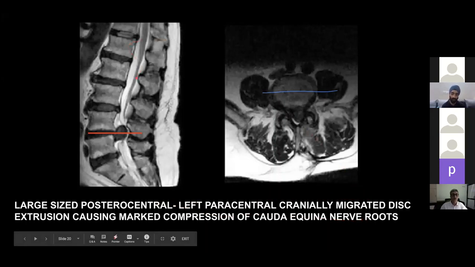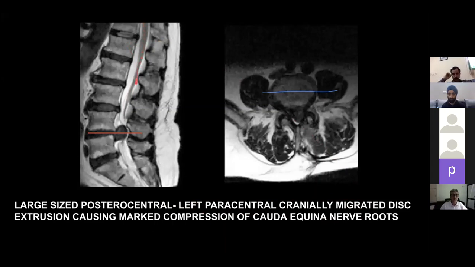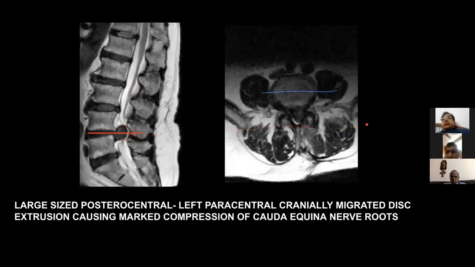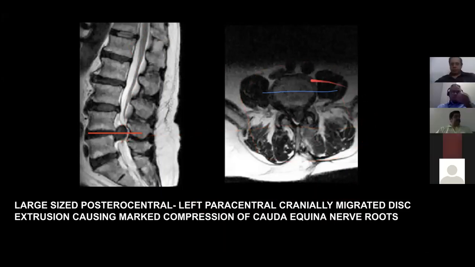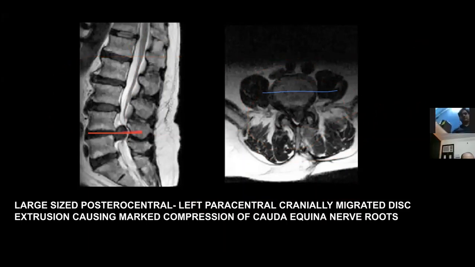Now these are cauda equina nerve roots. This is the lower end of cord. These are the cauda equina nerve roots, and it is causing significant compression of the cauda equina nerve roots. This is an axial image. I think it is at this location.